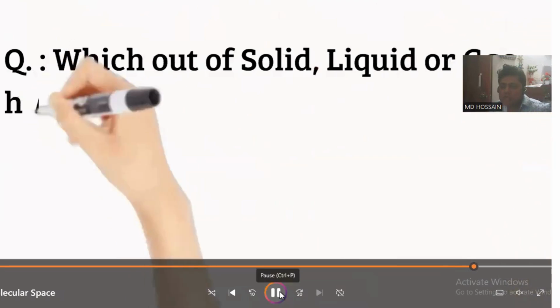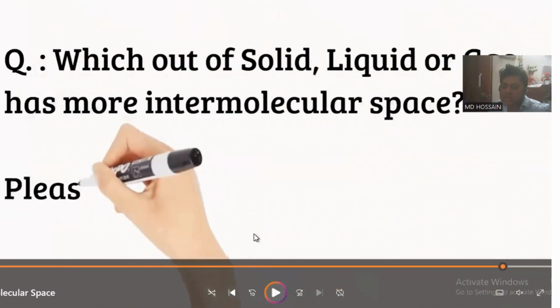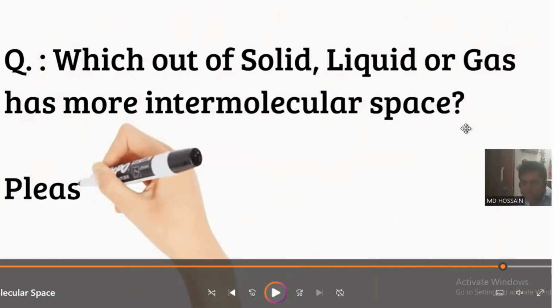Which out of solid, liquid, or gas has more intermolecular space? Again, here is a question for you. Which out of solid, liquid, or gas has more intermolecular space? You have to find out the answer and write your answer in the comment section of the video so that I can check it.